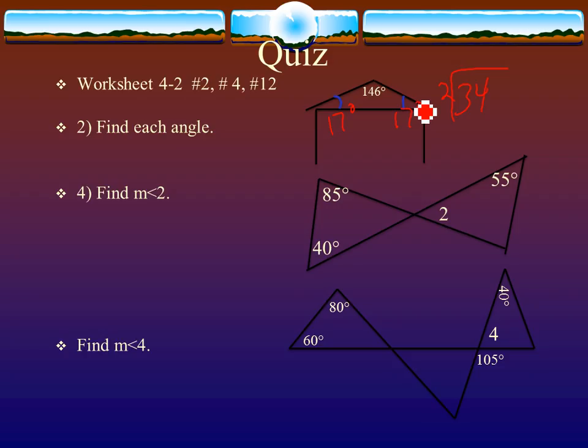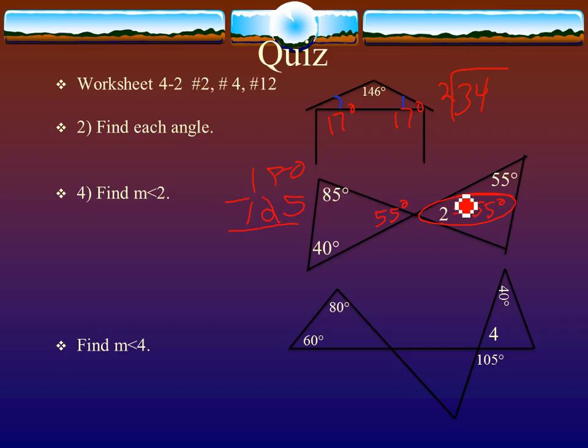How do I find angle 2 in this picture? You've got to get 85 and 40 and put them together, then subtract that from 180. That's 125. Then subtract that from 180, and you get 55. If that angle right there is 55, what's angle 2? 55 also.